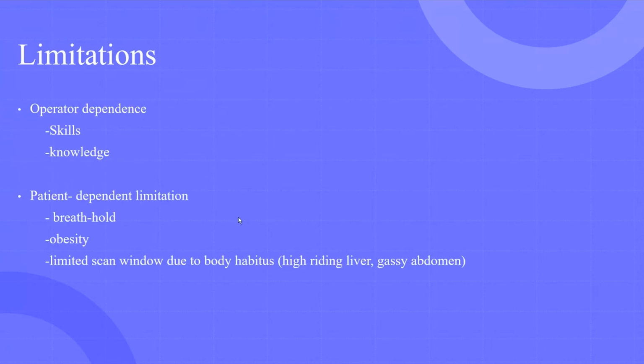Limitations: ultrasound is operator dependent, so the operator's skill and knowledge play a very important part. There are patient dependent limitations, like whether the patient can breath hold during the study, and patient size, as for obese patients we always have penetration problems. There are also limited scan windows due to the patient's body habitus, like a high riding liver or gassy abdomen.